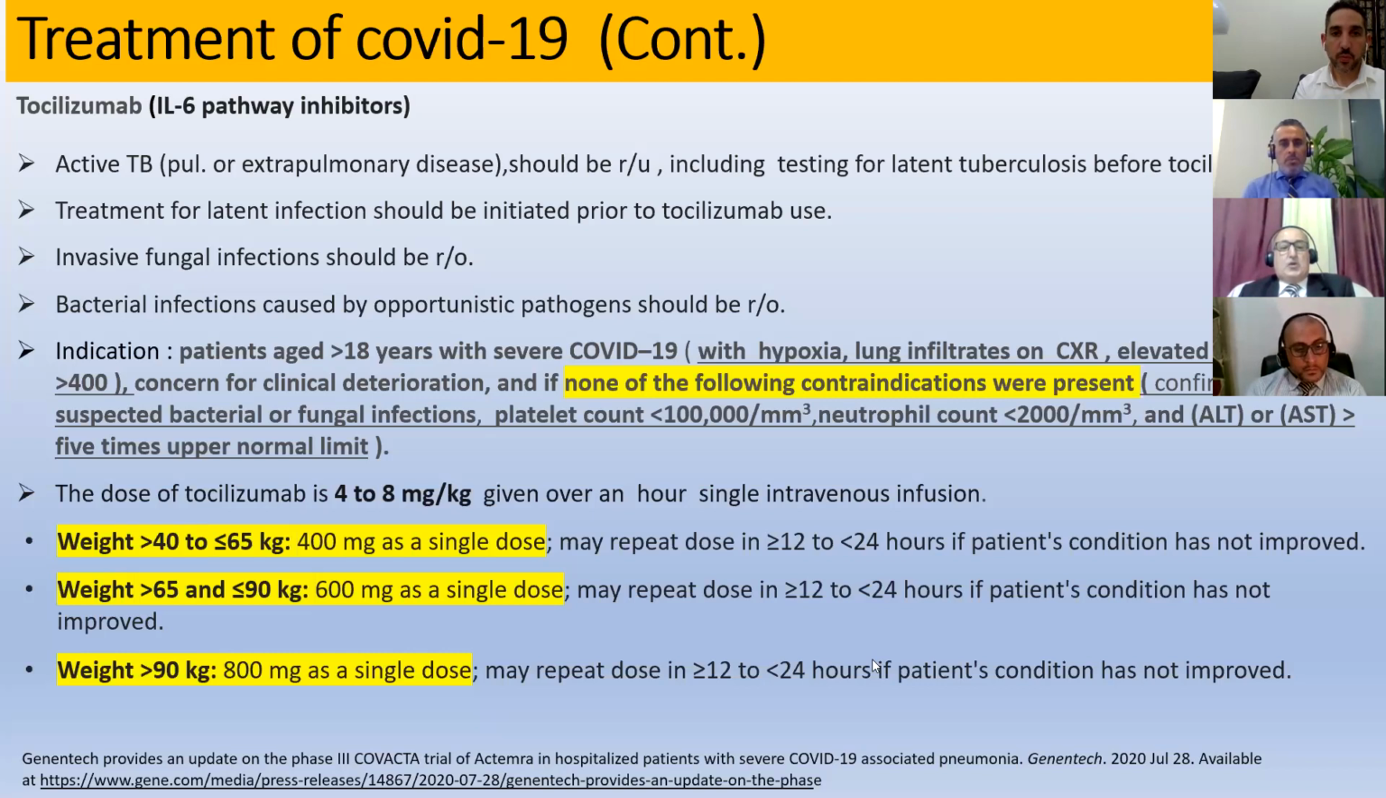The usual dose for those between 40 and 65 kg is 400 milligram, which can be given as a single dose, and this dose can be repeated after 12 hours if there is no improvement. For those between 65 and 90 kg, a 600 milligram single dose can be repeated after 12 hours if there is no response. Those above 90 kg, we can use the maximum dose, which is 800 milligram as a single dose, and it can be repeated after 12 hours to less than 24 hours if there is no response.